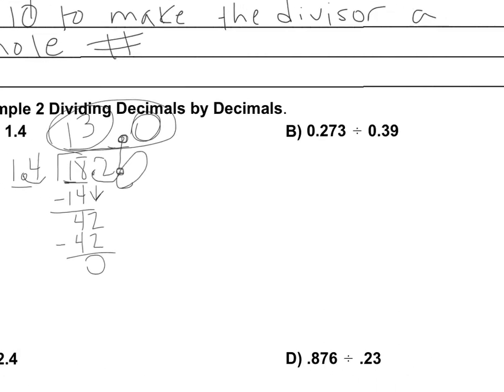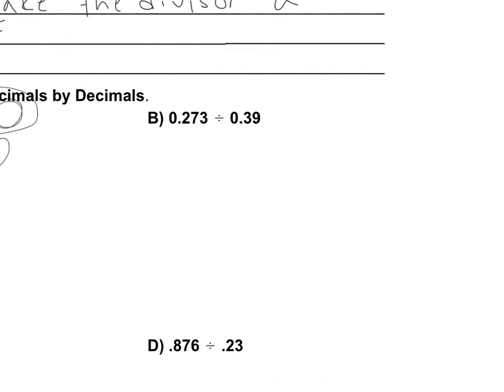So let's slide over here now. Now, this one gets a little trickier, right? So, let's set this up. We've got 0.273 divided by 0.39. Oh, we have two place value places that we need to move this decimal over by.